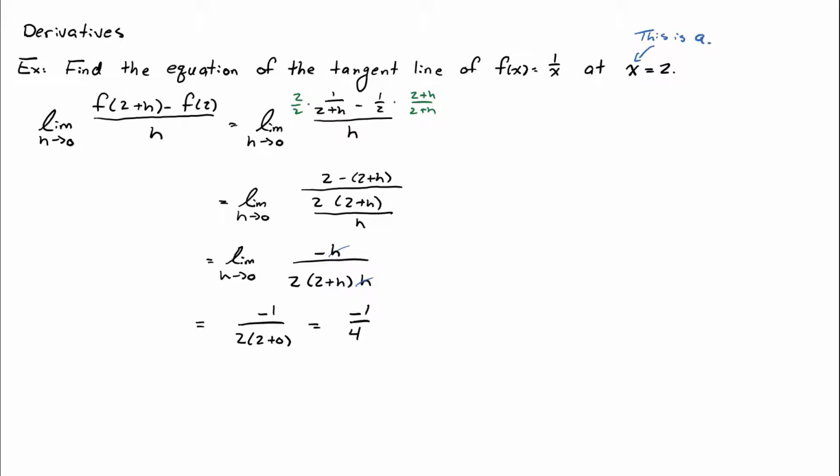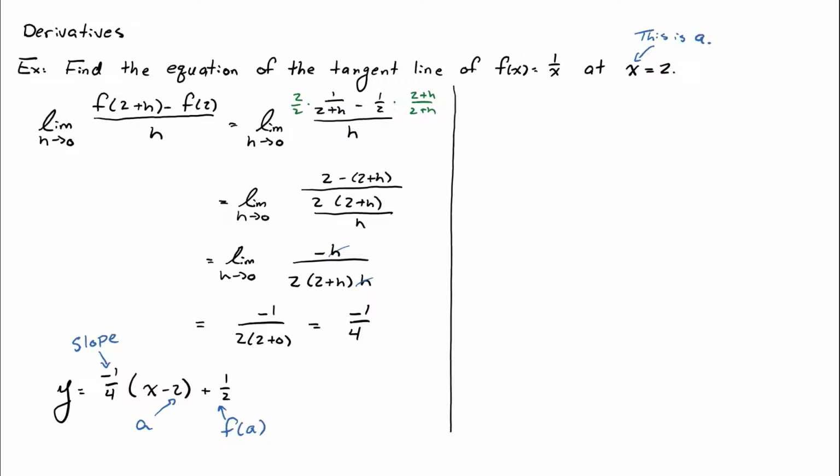But we're not actually done. The problem wanted the equation of the tangent line, which is this. You should be using point-slope form of a line. It makes this much easier. Do not use y equals mx plus b. It's more work and more opportunity to make a mistake.